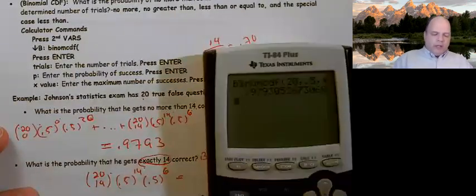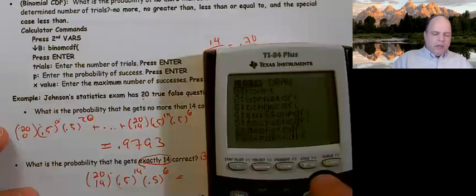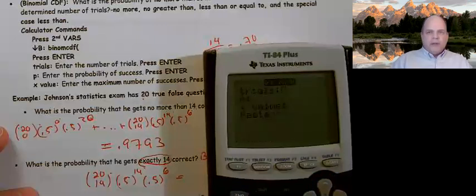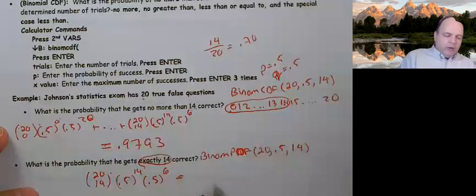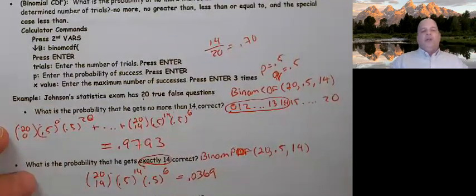All right, and so when we go to the calculator, second vars, binomial PDF, 20 trials, p is 0.5, x value is 14. So the chance that he makes a 70 on the test is 0.0369. So a little less than 4% chance that he makes a 70 on the test.